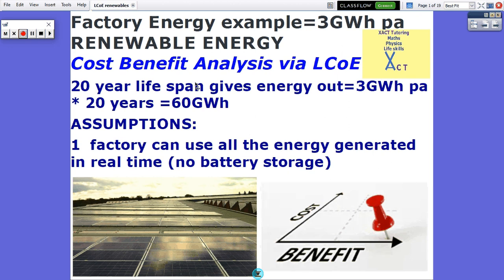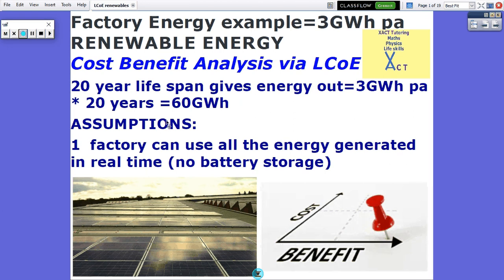Hi there, the purpose of this video is to conduct a cost-benefit analysis of a renewable energy solution for a factory which demands 3 gigawatt hours of electricity per annum. Cost-benefit analysis will be undertaken via a levelised cost of energy analysis. The factory will have a 20-year lifespan, which means over that lifespan it will consume 60 gigawatt hours of electricity.